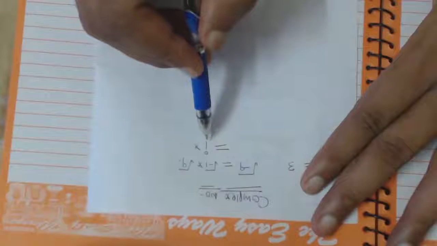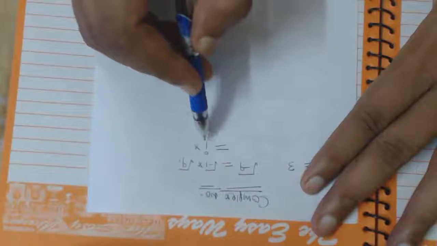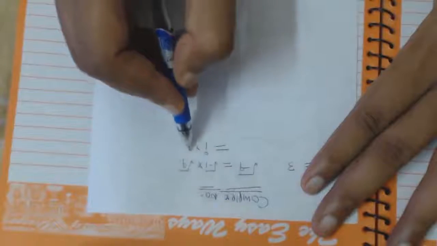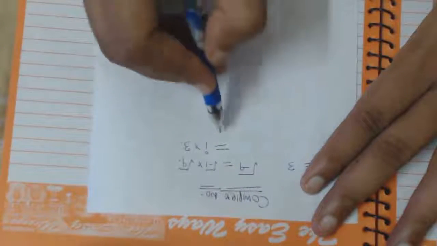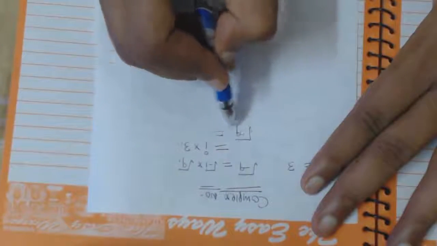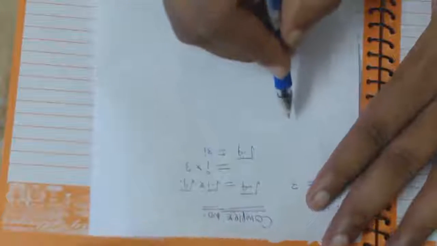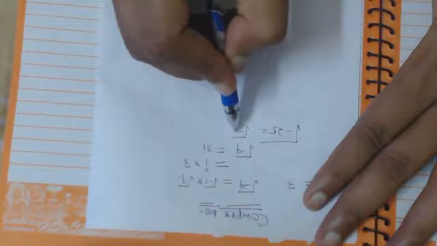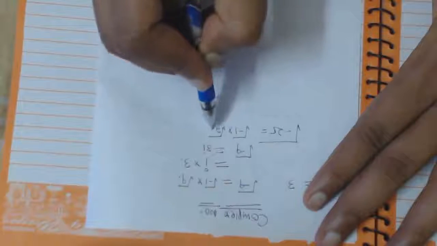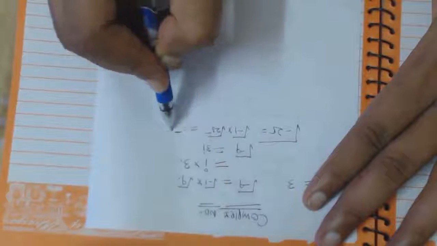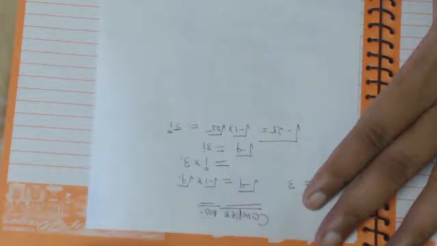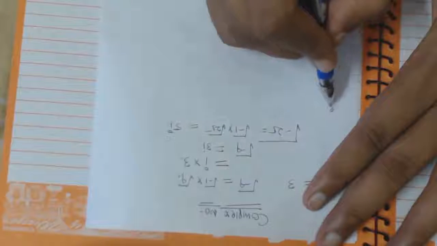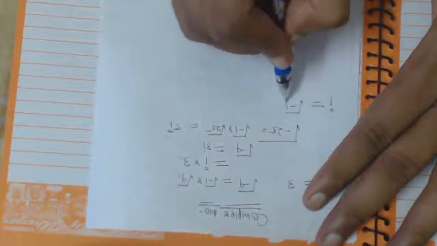So this is iota, and this is root 9. Root 9 is 3. So for root minus 9, the answer is 3 iota. For root minus 25, the same thing: root minus 1 into root 25, the answer is 5 iota. What about iota? Iota is square root of minus 1.